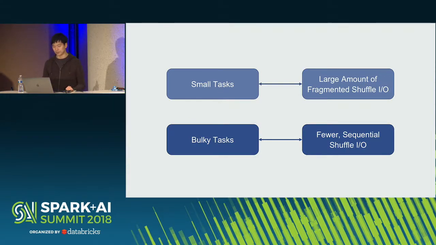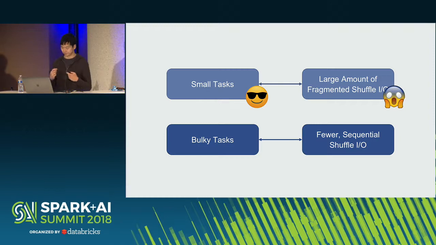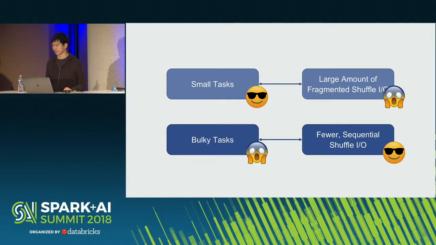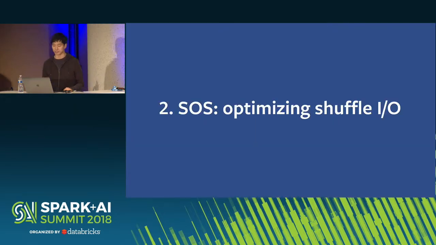So what we want is the benefits of small tasks, because that's how we're taught to split up Spark jobs. But when you have large shuffles, this leads to large amounts of fragmented shuffle I/O, which we don't want. What we actually want is fewer sequential shuffle I/Os. But then this leads us again to bulky tasks, which is again what we don't want. Because of this dilemma, what we came up with is a solution called SOS.